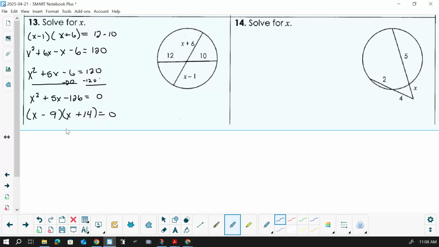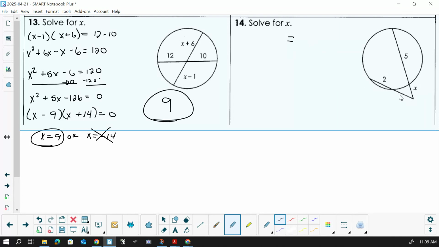Okay? Now when we go to solve it at this point, each one of these is set equal to 0. So the 2 x's that we get would be 9 or 14 or negative 14. Well, the x can't be a negative number, so we're going to exclude this one, leaving me with x equals 9 for this question. Okay. Next one.